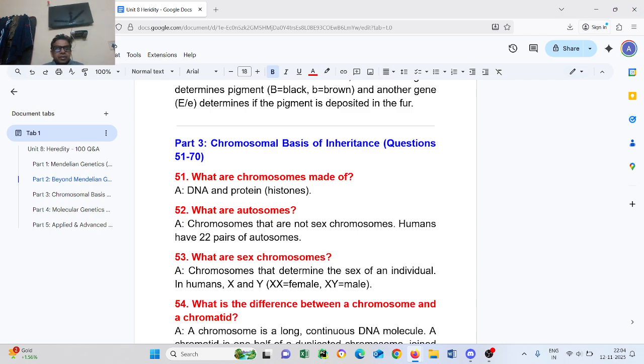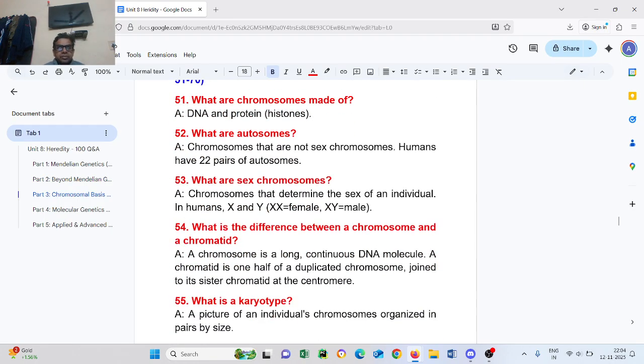Question number 54. What is the difference between a chromosome and a chromatid? A chromosome is a long continuous DNA molecule. A chromatid is one half of a duplicated chromosome, joined to its sister chromatid at the centromere.